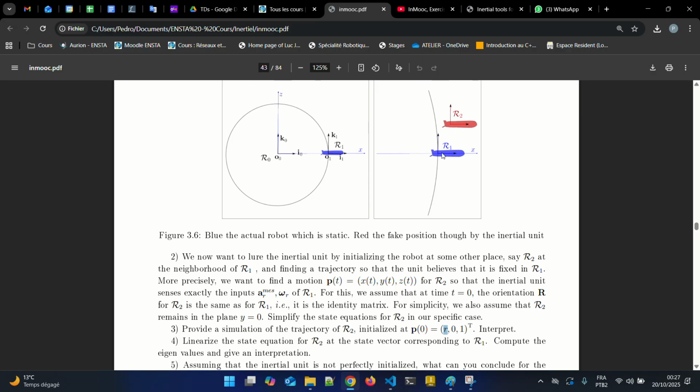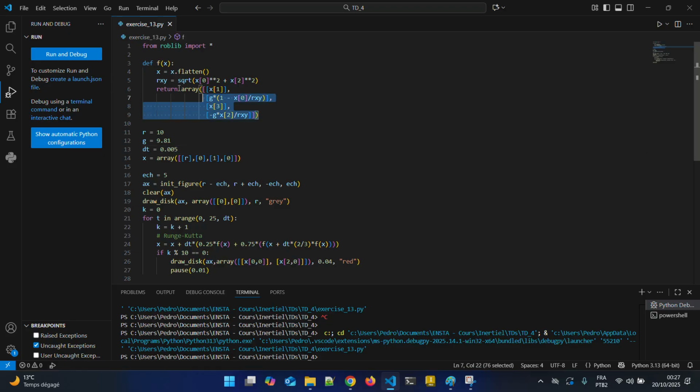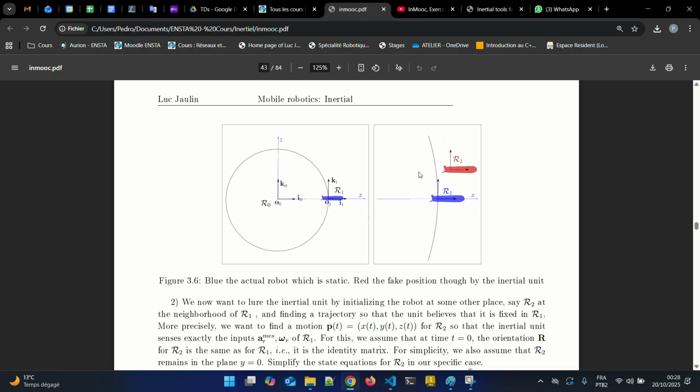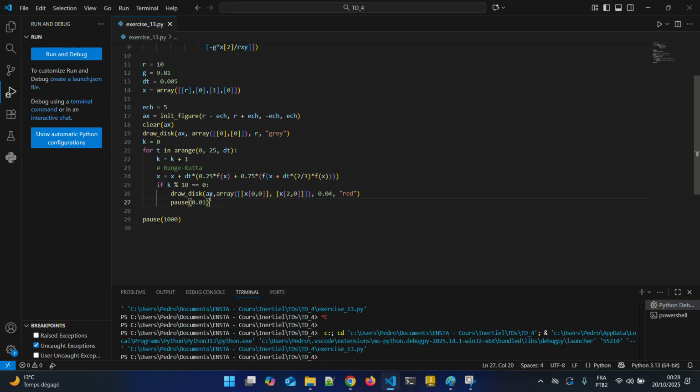and we want the inertial unit to feel as if it was here, and we are going to see what happens in this case. So that's the simulation. Here we have the function that updates the system, and here are some constants and the initial state. We were 1 unit above in the z direction from R1 to R2. So here is our iteration loop, which is using a Runge-Kutta integration method, and we are plotting the robot position for every 10 points to make the simulation quicker.